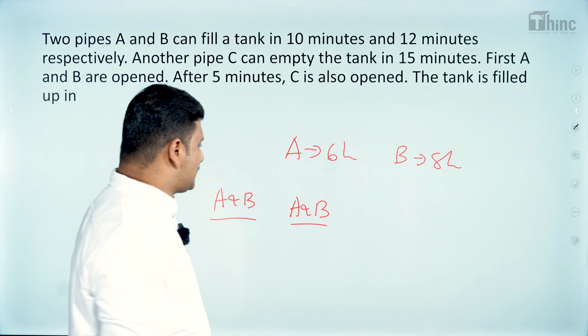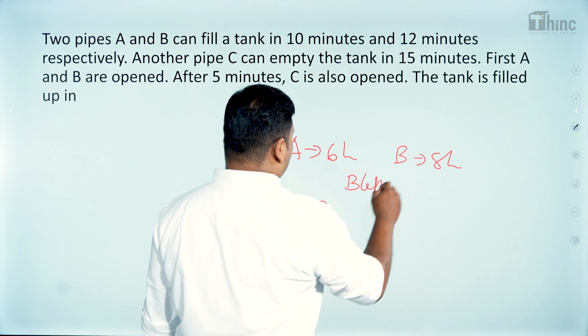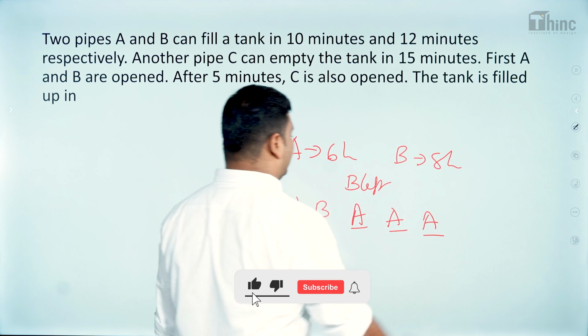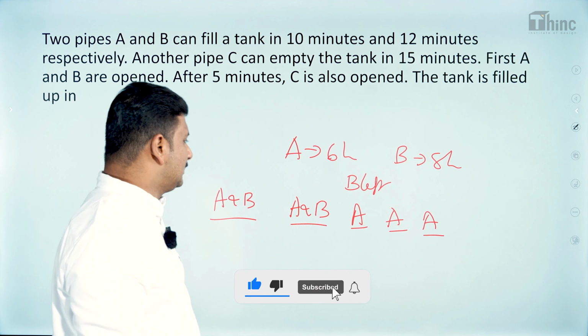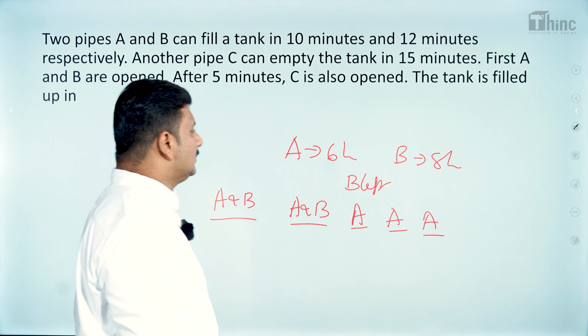So after the first 2 hours, what happened? B left the job. So now from the third hour onwards, who is working? Only A is working. If only A is working from the third hour onwards, in how many hours the work will be finished is the question. So what will we do?